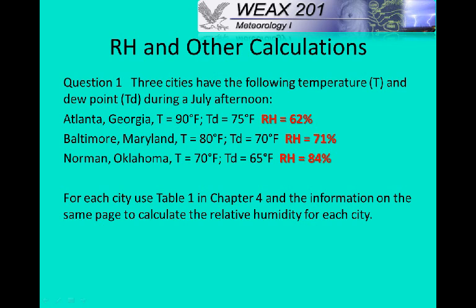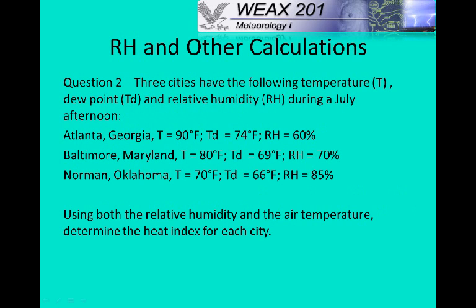Those are the 3 answers for question 1. In question 2, we took the temperature, dew point, and relative humidity, and we look at the 3 cities during a July afternoon. Using both the relative humidity and the air temperature, we want to determine the heat index for each city.